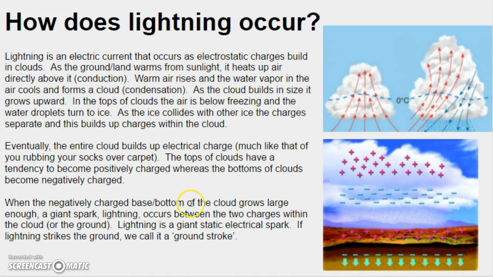So when the negatively charged base of the bottom grows large enough, a giant spark, or lightning, can occur between two charges within the cloud or the ground.